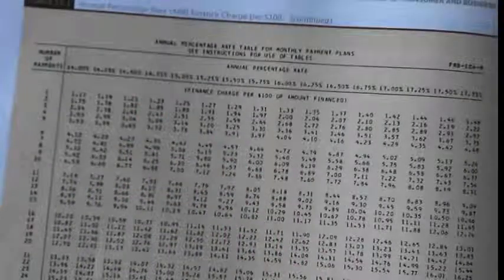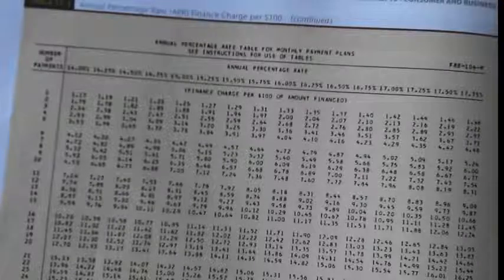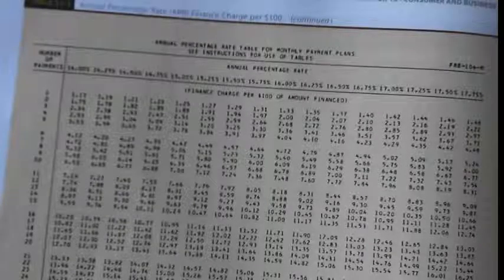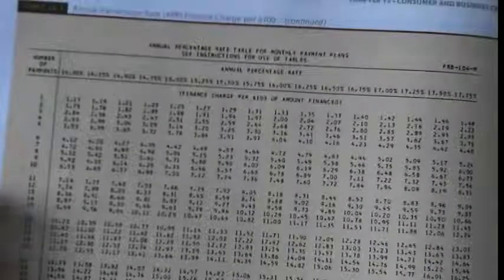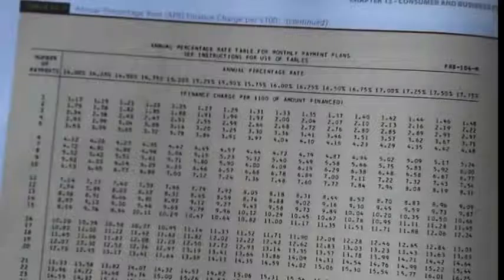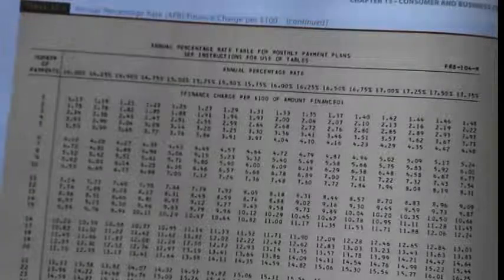So that's how to use those. If you're doing those problems, find the finance charge, get the finance charge per 100, and then you get it as close as you can in the table that they provided for. Okay, we're going to do a couple more videos with this section because it's a long section.